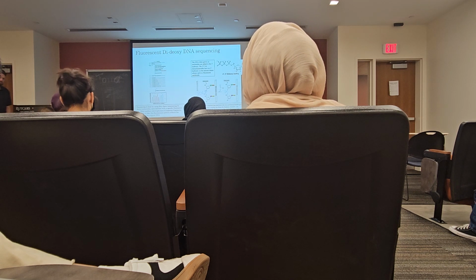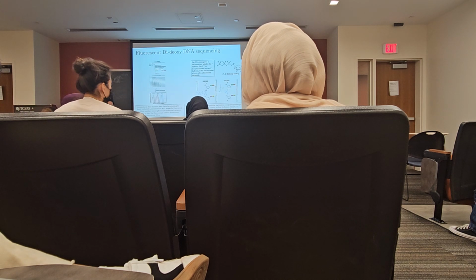Why would the level of fluorescence intensity be different between the same base, like the 2 T's in the middle, if they're different heights? Is there a reason? The 2 T's where? They're like pink. Like these ones? Why would they be different?